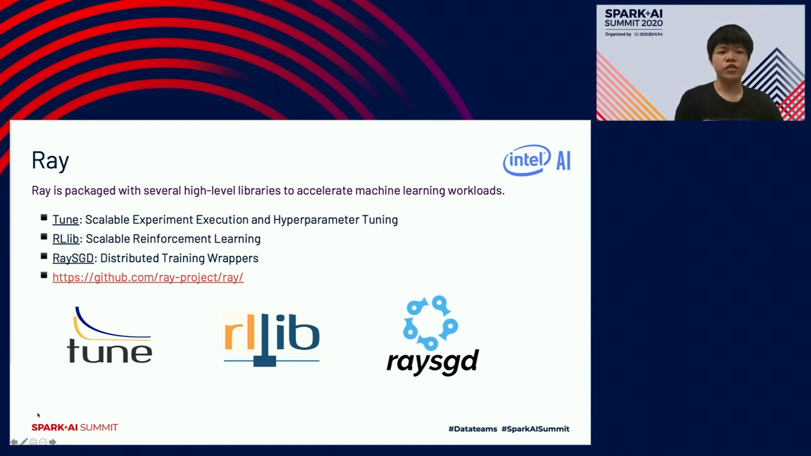So first of all, Ray Tune is a Python library built on top of Ray for experiment execution and hyperparameter tuning at any scale. Secondly, RLlib provides a unified API for a variety of deep reinforcement learning applications. And Ray SGD implements thin wrappers for TensorFlow and PyTorch for the ease of data parallel distributed training. So these three libraries would be useful for you to build emerging AI applications easily. So this is just a quick overview of Ray. And if you want to know more about Ray, you can visit their website for more details.